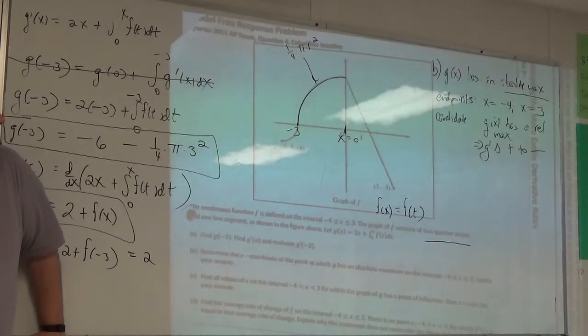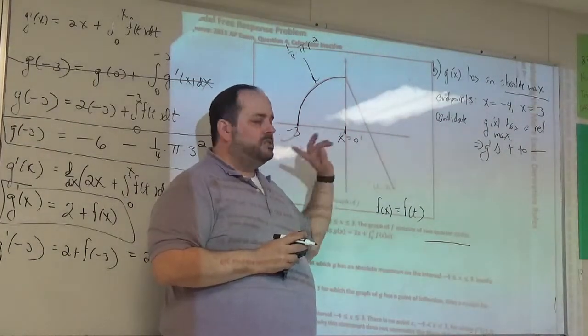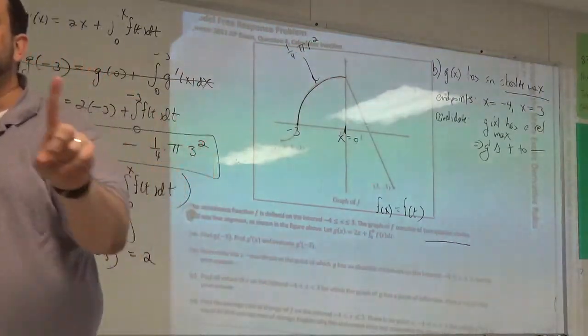Between 1 and 2? Why are you saying that? Because I think I know why you're saying that. Tell me why. Isn't g prime equal to f of x? No. G prime is equal to 2 plus f of x.